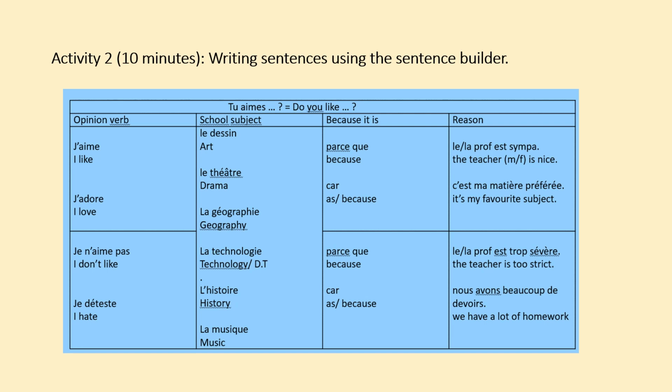Now for activity 2, I want you to write down sentences using the sentence builder. So going from left to right, like you did last lesson. So you'll give an opinion verb, and then you'll go to the school subject column, and then you'll go to the because it is column, and then finally to the reason column. For the first 2 sentences, I'm going to give you the French, and I want you to copy the French. So you're just copying exactly what you hear.